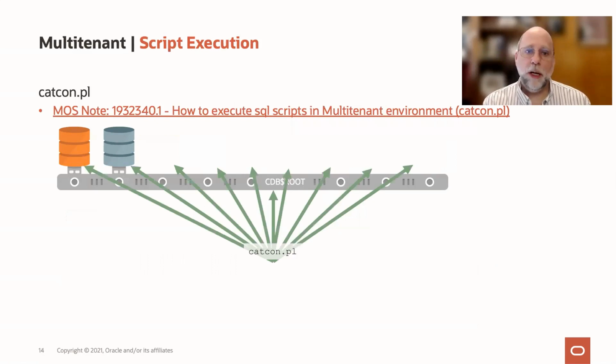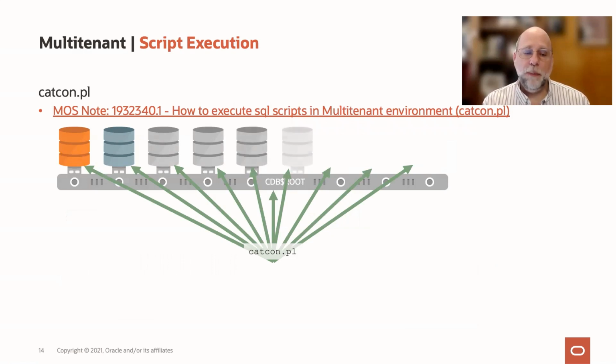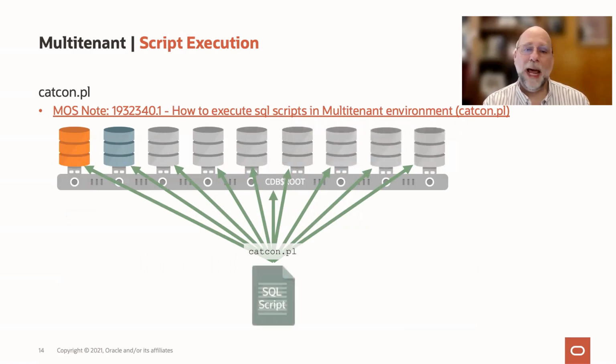I mentioned that you can have economies of scale in managing pluggable databases in a multi-tenant environment, and one way to do that is just in the way you manage and run your scripts that you have to run against these pluggable databases. To run a script against multiple PDBs, what you want to do is use catcon. It's a Perl script that is built specifically to run SQL against multiple pluggable databases in a container.